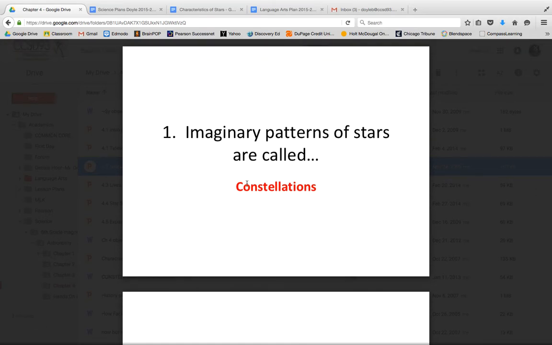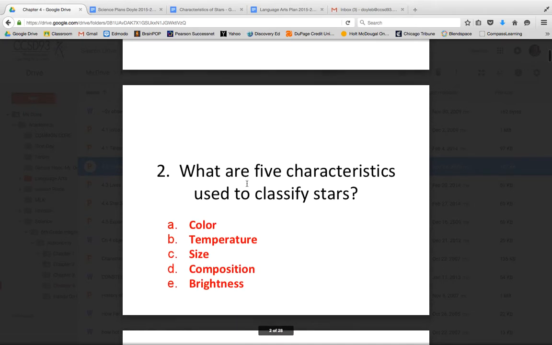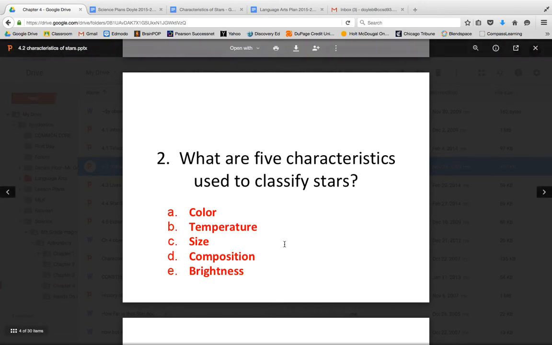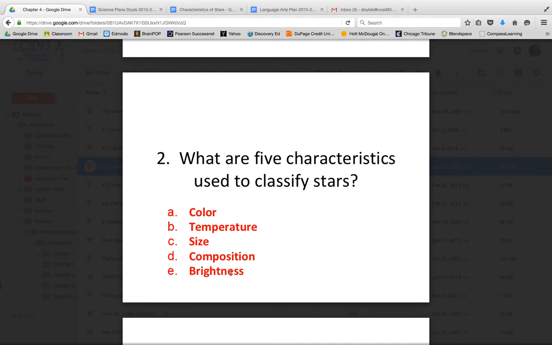All right. Five characteristics used to classify stars are their color, their temperature, their size, the composition of gases that make up the stars, and their brightness. And then brightness we'll talk about. There's a couple different categories of brightness.